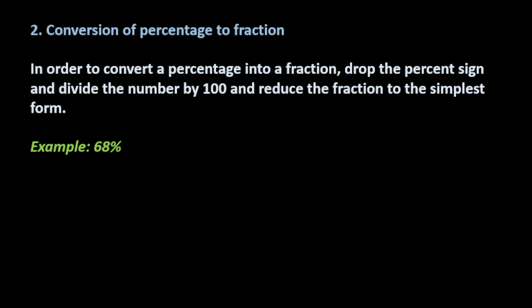Let's now understand conversion of percentage to fraction. This is the opposite of the previous one. In order to convert a percentage into a fraction, drop the percent sign and divide the number by 100. Then we can reduce the fraction to its simplest form. Let's understand with an example. This is the percentage given to us, and we have to convert it to a fraction. First of all, we remove the percent symbol. So 68. Now we divide the number by 100.